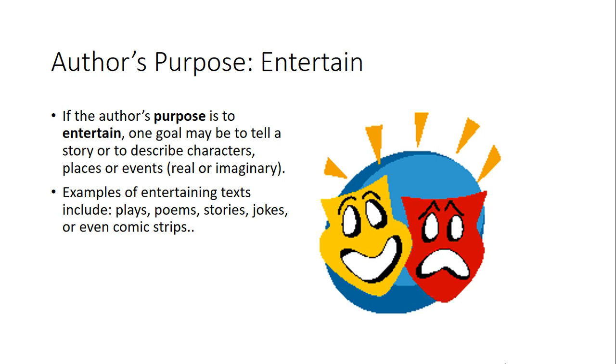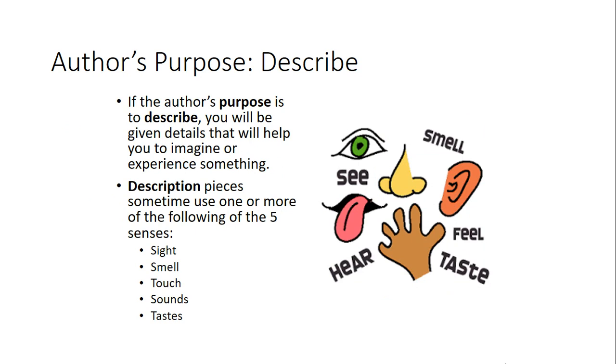The next one is to describe. This is our last one. And when they describe, you're going to be given details that are going to help you experience something. It's going to help you imagine something. We use this in literature where we say paint a picture in your mind. So description pieces normally use one or more of the five senses to help get across what picture they want you to paint in their mind. You can't paint a picture in your mind without any description, without using your five senses. So that's what the purpose of a description paragraph is, or a description piece.